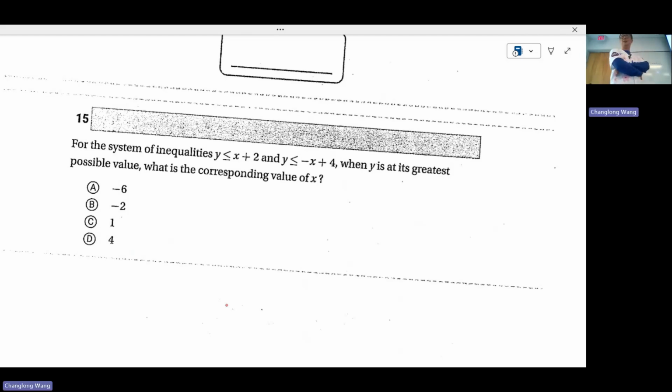Okay, it looks like the inequality sign is kind of troublesome to deal with. What if they're equations? You could, because they say when y is reaching its greatest possible value, as if they're asking you just to look at the equality instead of the inequality, right? That's something we'll look into. Anyway, number 15, the answer is letter C.